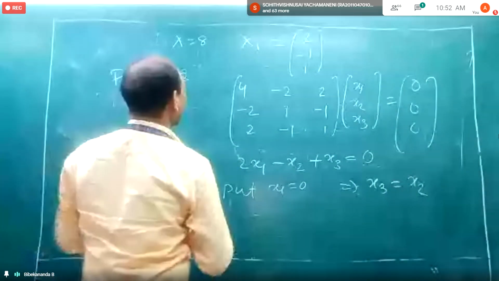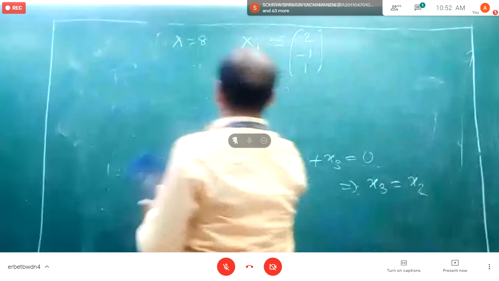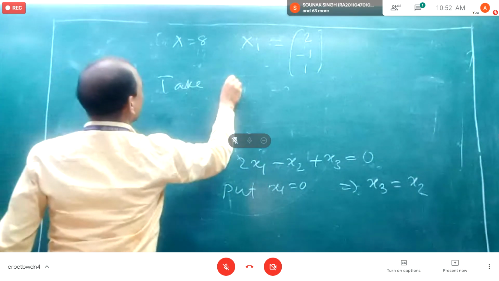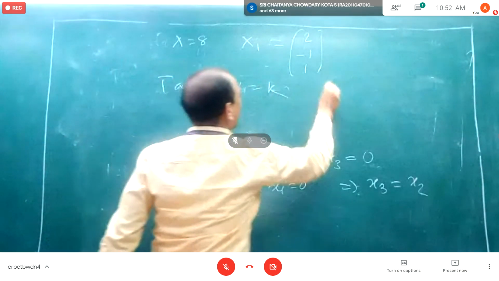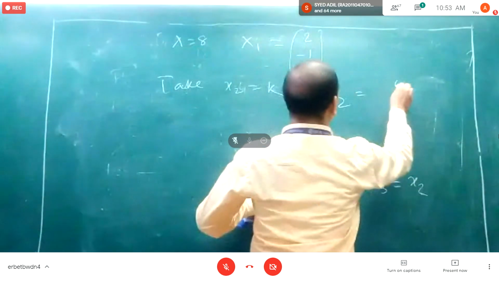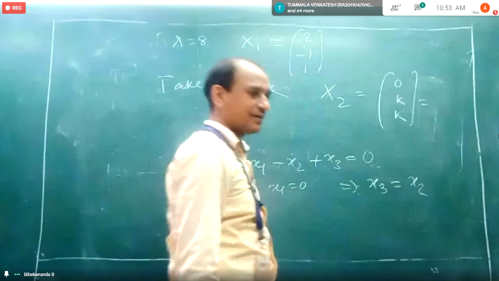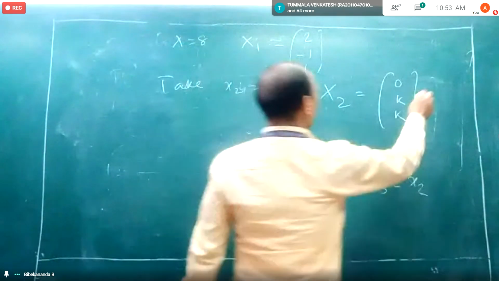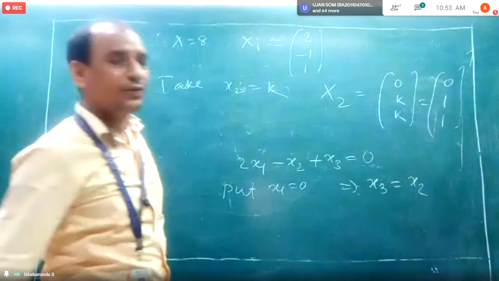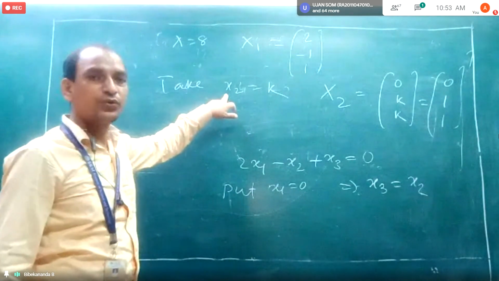So put x2 equal to k. If we put x2 equal to k, then what will be x2? 0, k, k. And so finally what will you get? 0, 1, 1. Okay. Now, this is one of the eigenvectors for lambda equal to 2.